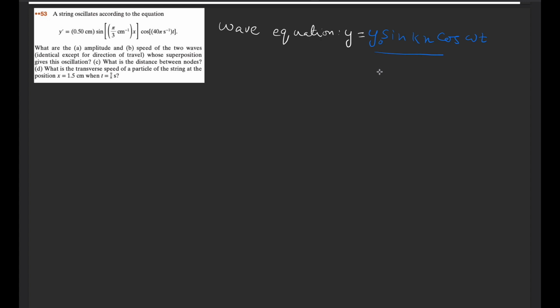Here y naught is related to ym according to this equation, ym = half y naught. Here again you see that this is omega and this is the k.